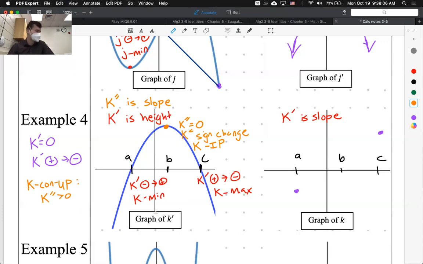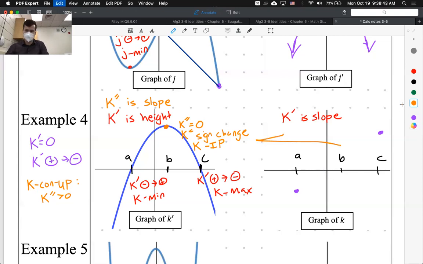On a graph of K prime, what is K double prime again? Is it height, slope, or concavity? On a graph of K prime, K double prime is slope. So you're saying where's slope greater than 0? Where's the slope positive? Well, the slope is positive there, but it's negative here. So it's always positive between negative infinity and B. Yeah, everything to the left of B. So everything to the left of B should be concave up. Everything to this side of our graph of K should be concave up.